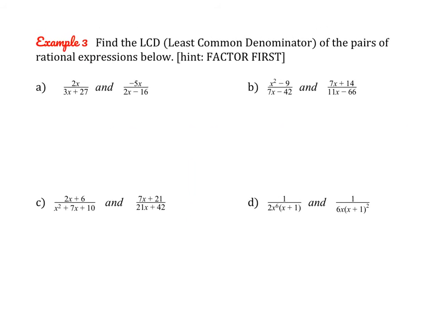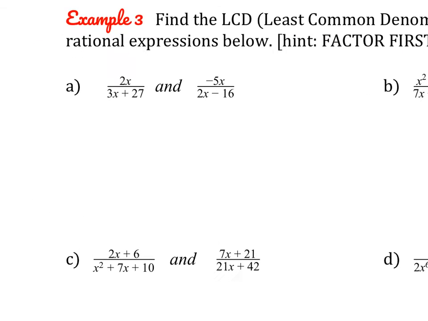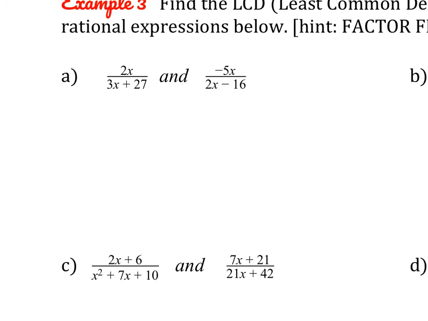So again, here we're going to be looking at 2 pairs of rational expressions, and we're going to decide what the least common denominator is. This will lead into our next lesson where we'll actually be adding them up. But here is a good hint. We're always going to factor first. So let's look at part A.